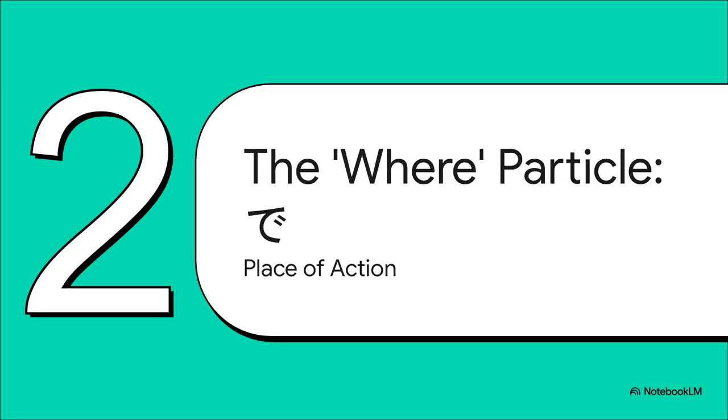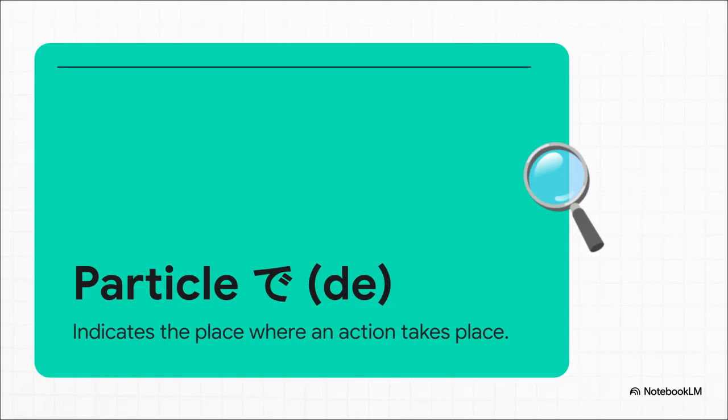Let's move on to our next one, the particle de. And if O told us what, this little particle de is all about telling us where an action happens. So yeah, o answers what. De answers the question, where did this happen? It's not about where you're going, we'll get to that. It's about the location, the stage where the action is actually happening.